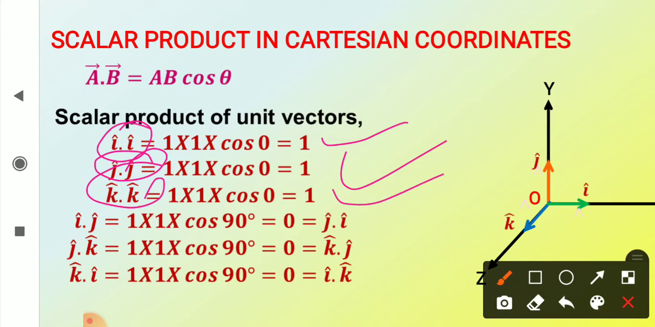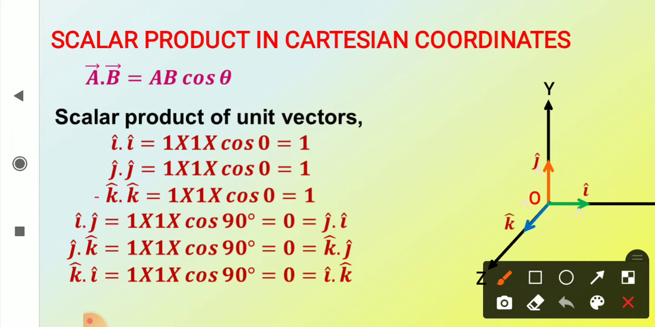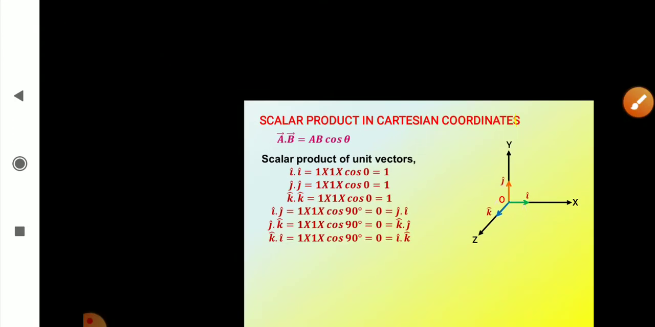Another thing, the angle between i and j is 90 degrees. Angle between j and k is 90 degrees. Angle between i and k is 90 degrees. In this way, i dot j will be 1 into 1 into cos 90, which is 0, and the same will be j dot i because the commutative property is followed. Similarly, j dot k is 0, k dot j is 0, k dot i is 0, and i dot k is also 0. So all these terms become 0. You have to remember them.